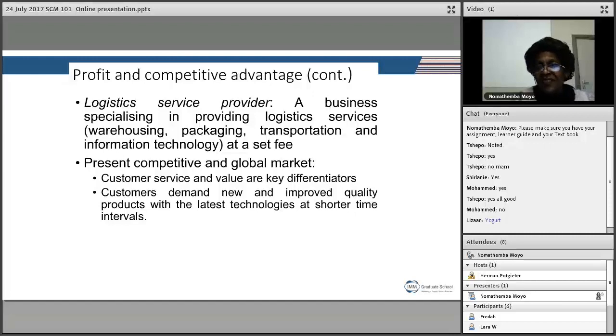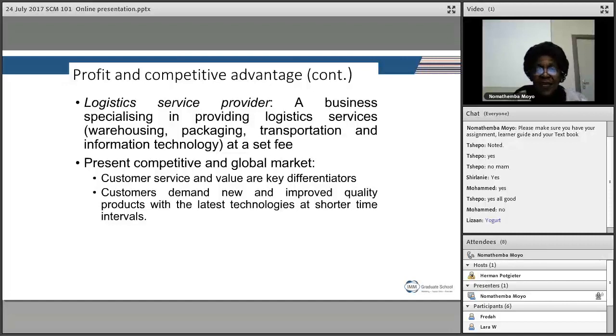Let's talk about the logistics service provider. What do we mean by logistics service provider? A business specializing in logistics services, like warehousing, where we store goods, storage facilities, packaging, transportation, and information technology. If they are logistics service providers, they are people that offer these services for a fee.